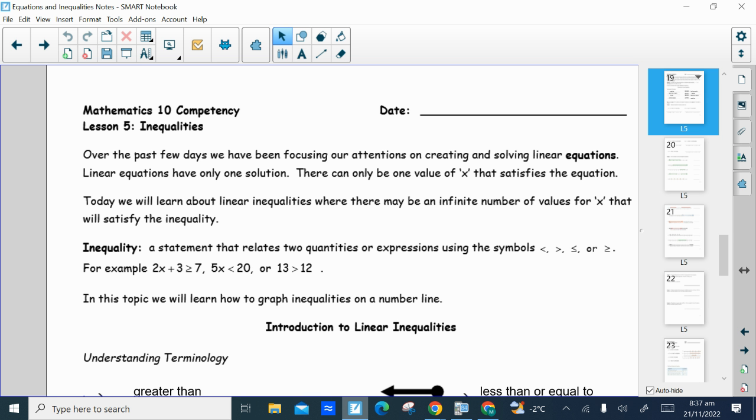So with the equations, there's only one solution, only one value of x that satisfies the equation. So now we'll look at linear inequalities where there may be an infinite number of values for x that will satisfy the inequality. So an inequality is a statement that relates two quantities or expressions using these symbols, either less than or greater than, less than or equal to, or greater than or equal to. So when you have that line underneath there, Kiana, that means also equal to.